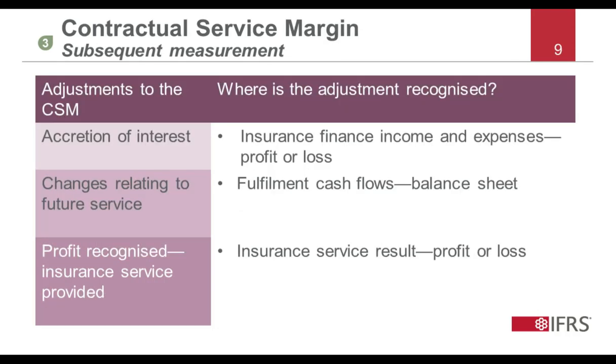The last slide discussed the adjustments to the contractual service margin. This slide discusses where those corresponding adjustments are now recognized. Firstly, the accretion of interest is also recognized in profit and loss as insurance finance income or expenses. Secondly, the change that relates to future services is also a change to the fulfillment cash flows and therefore is not recognized in profit and loss. The allocation of the contractual service margin reduces the contractual service margin and is recognized in profit and loss as part of the insurance service result.